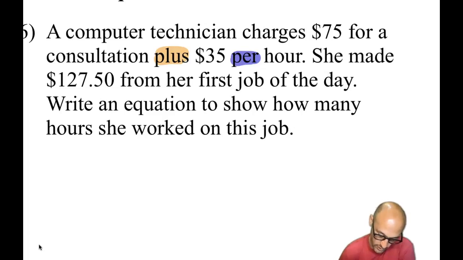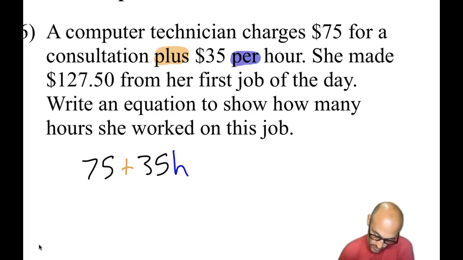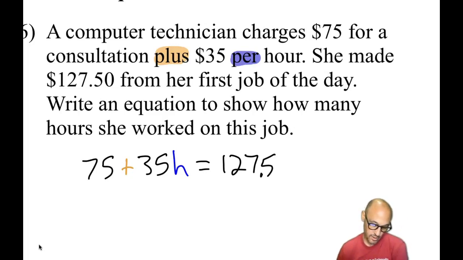$75 for a consultation, 75 plus $35 per hour. So that's the 35 per means multiplied by the number of hours. So this is a multiplication here. And H stands for the number of hours, equals $127.50. And that is the way to write that equation. You could then solve for H. And if you do, it's going to end up being 1.5, I think.